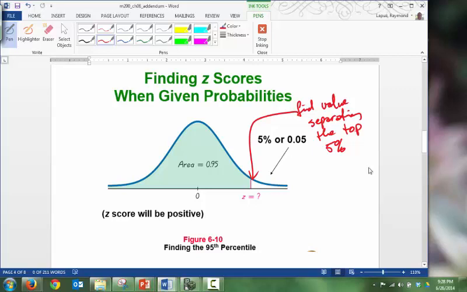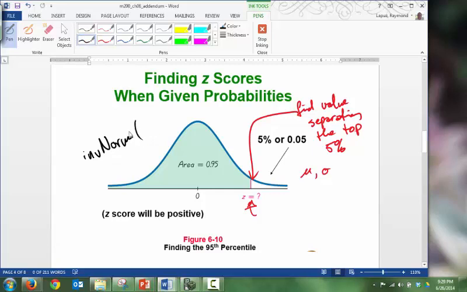So we're going to use an inverse norm. We're going to use a calculator. They have ways of doing this using the table, but that becomes a lot more inaccurate actually. So we're going to stick with a calculator. To find this value, we have to know what your mean is and your standard deviation. And then we're going to use INV norm, inverse norm.